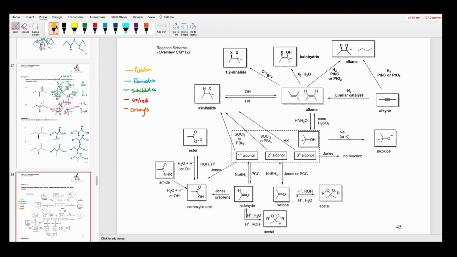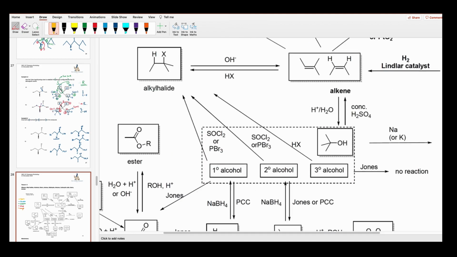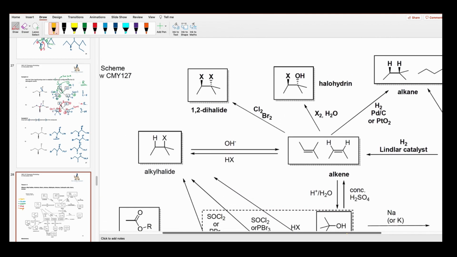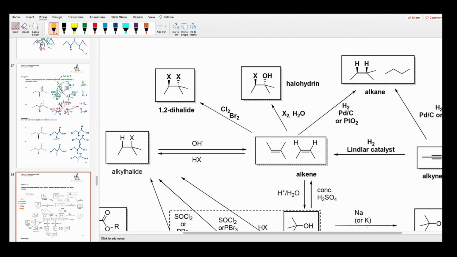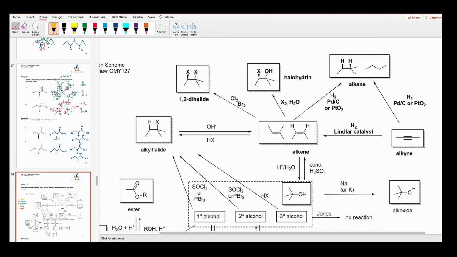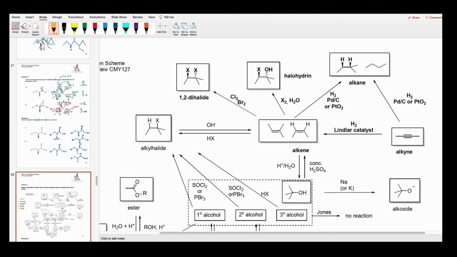So I'm going to zoom into this top part here. And that's how you also study from this thing. You always look at a specific section at a time. Otherwise, it is just too much to handle.